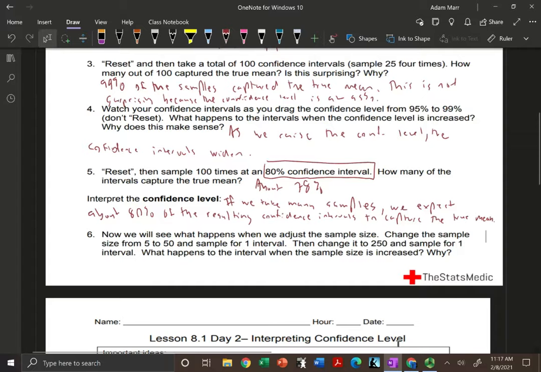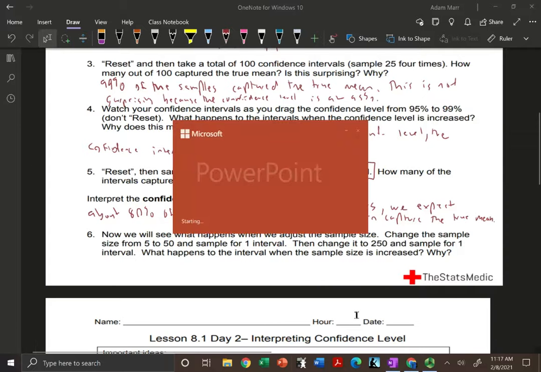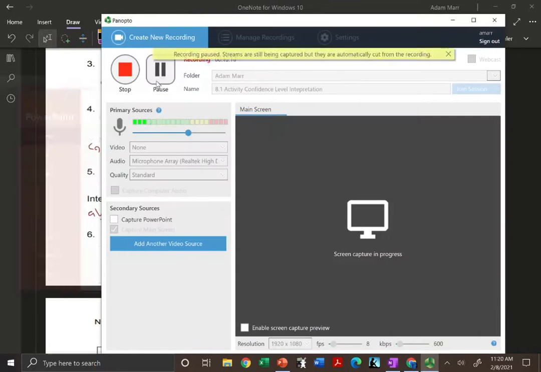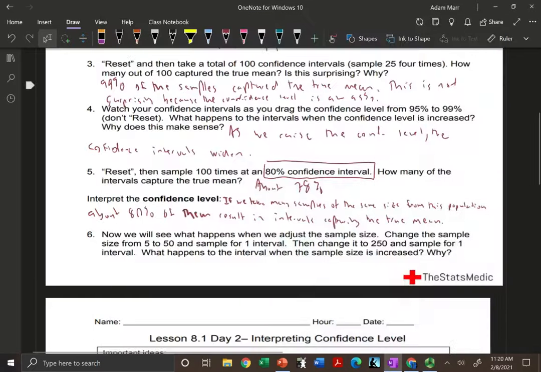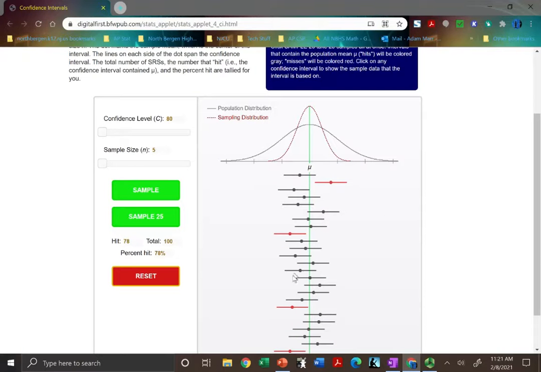And this interpretation is also in your slides. Let me show that to you right now. So, just fine-tuning that interpretation: if we take many samples of the same size from this population, about 80% of them result in intervals capturing the true mean. So that's why we took many samples, right? We took, in this case, 100 samples. And it was all the same size. Sample size was 5.